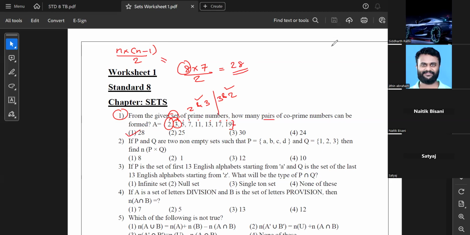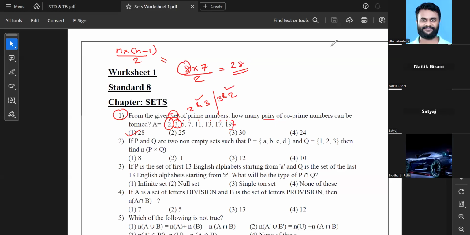Yes, Siddharth, tell me. Sir, if we take any two prime numbers, they will have only one as a common factor, because a prime number has only one as a factor besides itself. So what's the logic? The logic is, in this case, they have given a set of prime numbers. We have to consider only them, not anyone else.